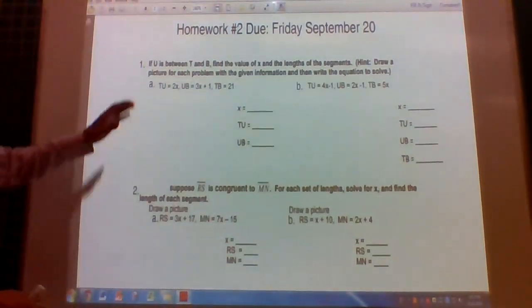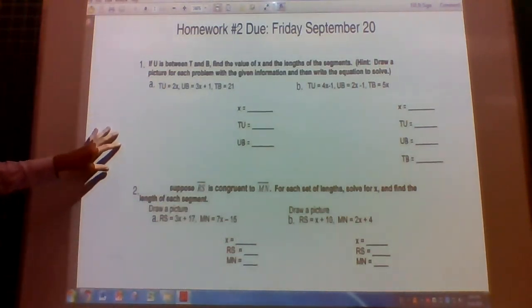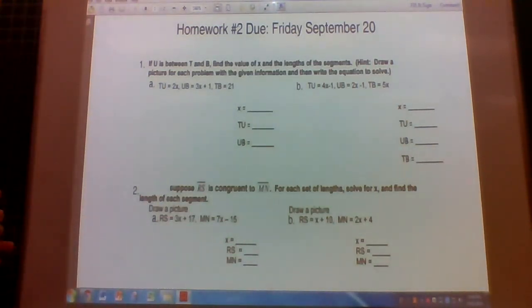This was homework number 2 assignment. These are segments review questions. So review questions for segment addition, congruent segments, midpoints, midpoint distance, and then the other endpoint.